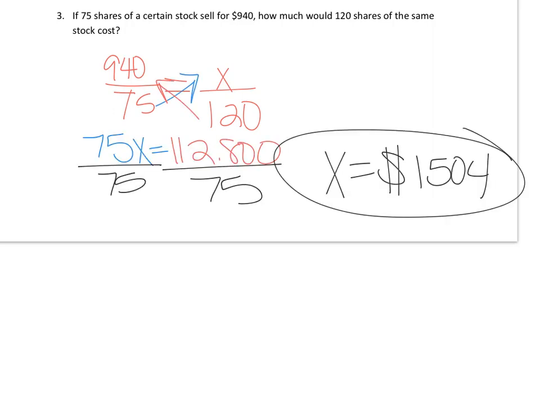All right, hopefully when you cross multiply, we get 75x equals 112,800. Divide both sides by 75. And it tells me that 120 shares of the same stock would cost $1,504. Do you agree? Any questions on any of these?